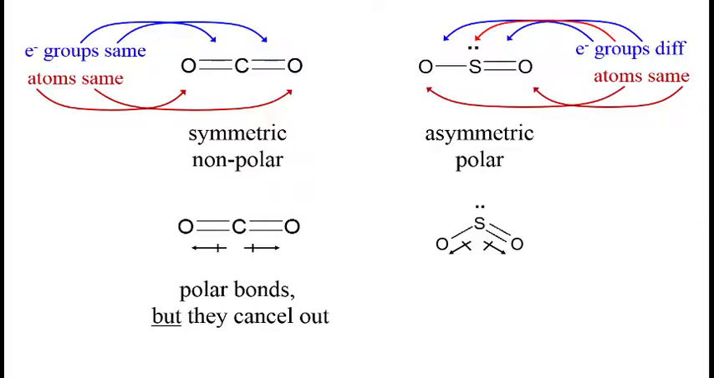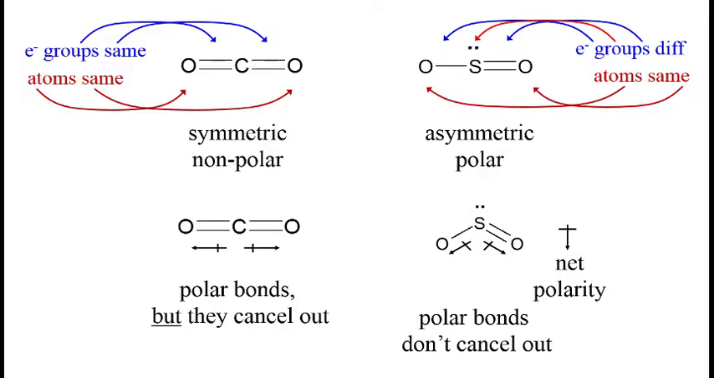In sulfur dioxide, the polarity can be more easily seen if we draw the structure bent. Again, we have two polar bonds. Their effects cancel out left and right, but they do not cancel out up and down. There is a net polarity toward the bottom of the molecule as drawn. Here we have polar bonds that don't cancel out.